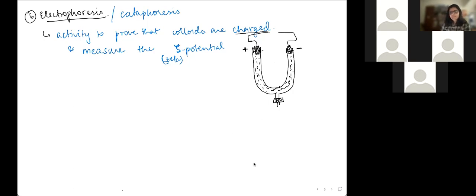So by the end of the experiment, you would have the colloidal particles all coagulated or accumulated on one of the two sides, depending on which charge they have. Initially they were suspended, dispersed throughout. Once you start this experiment and apply electricity, all of these particles are going to move towards the oppositely charged electrode. So this movement is what is called electrophoresis.